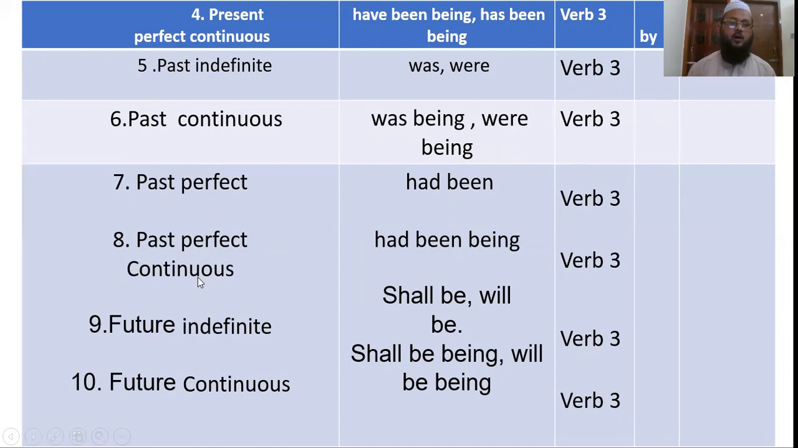Number eight, past perfect continuous, auxiliary verb had been being, principal verb third form, preposition by, object form of pronoun. Number nine, future indefinite, auxiliary verb shall be, will be, principal verb third form, preposition by. Number 10, future continuous, shall be being, will be being, principal verb third form, preposition by, object form of pronoun.